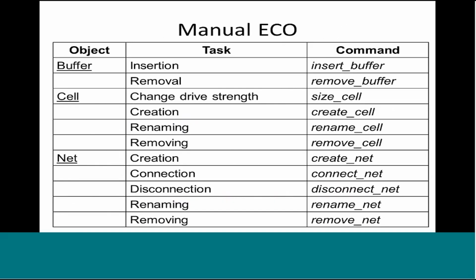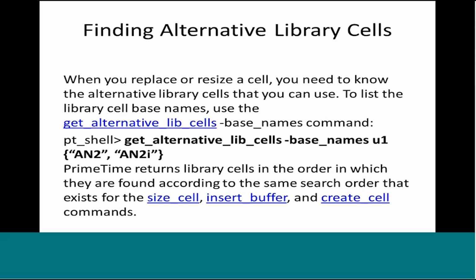We will see some examples in the lab in the same session. Before doing a size cell, we should know what drive strengths are available and what cell types are similar. When you want to replace or resize a cell, you need to know the alternative library cells that you can use. To list the library cell base names, you can use the get_alternative_lib_cell -base_name command. This is an example.